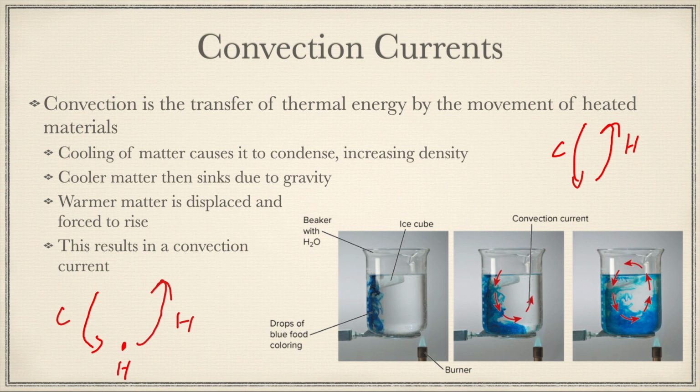We have an example here with a beaker and some food coloring. Okay, so you got an ice cube that's in the beaker right here. You have water in the beaker, and then you put some food coloring in here. And you're also heating the beaker from this corner over here. So it's hot here, it's cold here. Well, the cold water basically sinks, the warm water rises, and this creates a current inside the beaker. Okay, so you get a convection current.